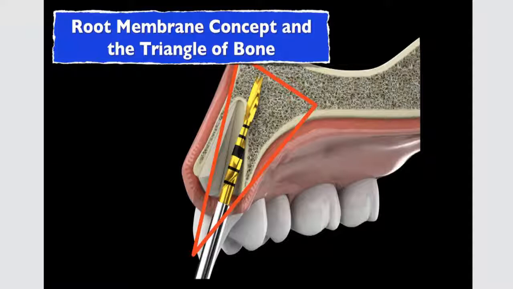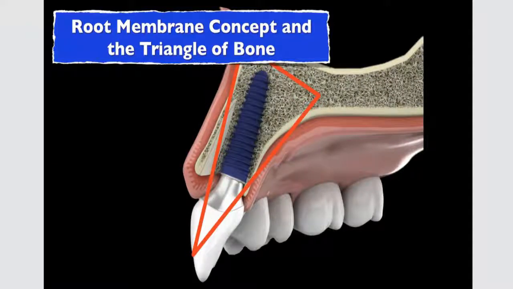And of course, that also brings up the concept of maybe maintaining part of the root of the tooth, whether it's partial extraction therapy or what we like to call the root membrane concept, because it's basically keeping the periodontal ligament in place, and therefore allowing us to save that fragile bone on the buccal or the facial part of the tooth. And that, especially in the aesthetic zone, becomes very important.